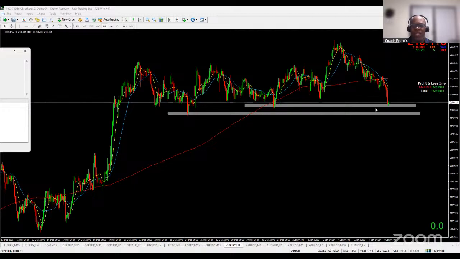Okay, so price is at resistance. I will not be doing anything with this pair until we see how price responds or reacts to this area. Is it going to break through, or is it going to bounce off to the upside?